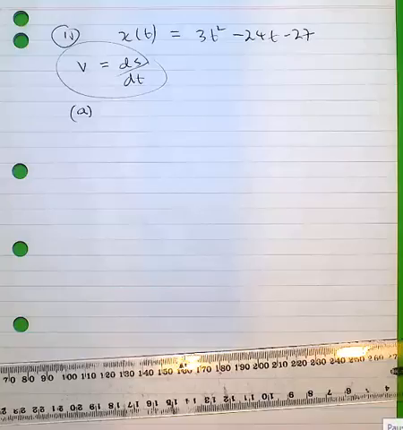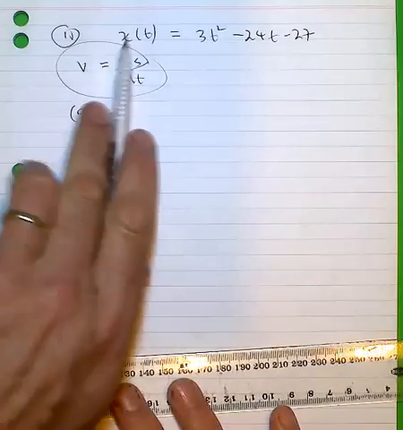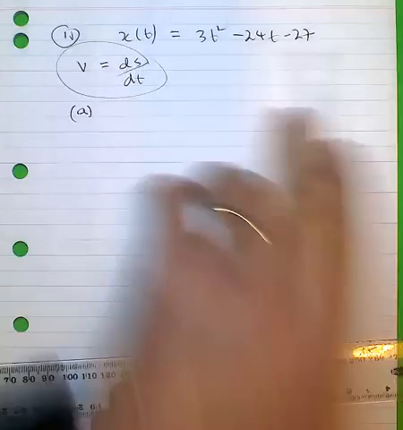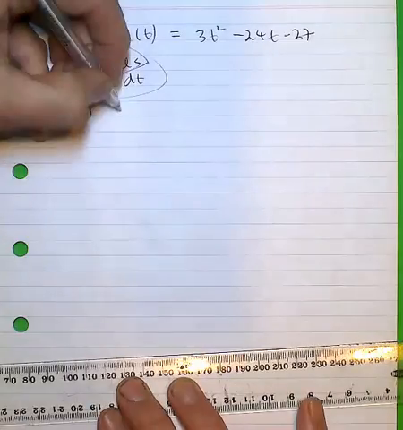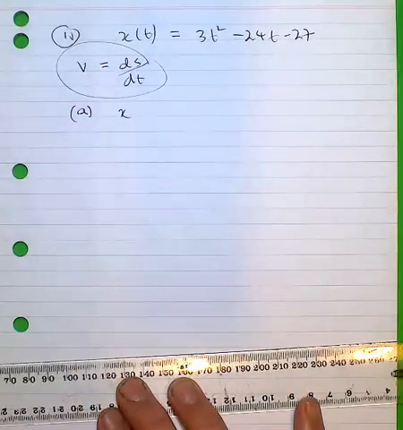Question 11, looking at another distance and velocity problem. You're given the equation for displacement as a function of time. I'm going to work out the displacement after 2 seconds.